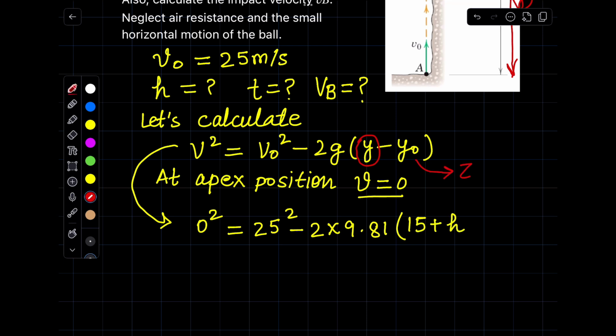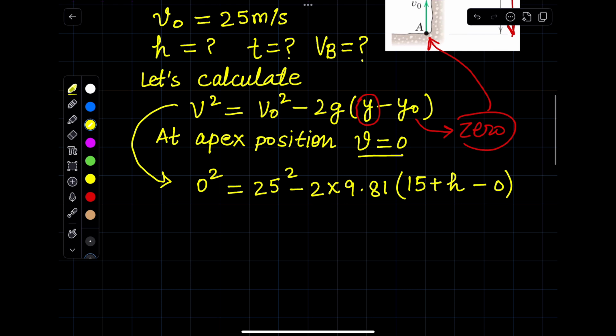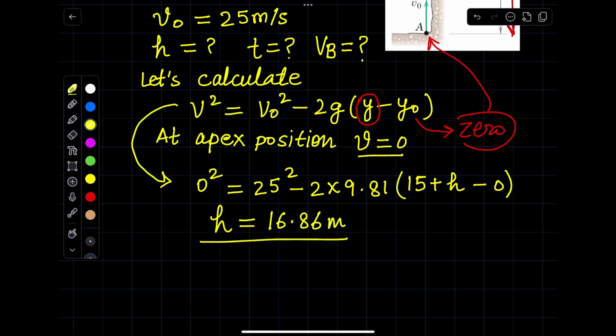And the next question is, what is y naught? Since we started from the datum, position A, it is 0. So simply you can write 0 here. Now you can solve this equation and simply calculate the value for h, which is 16.86 meters.